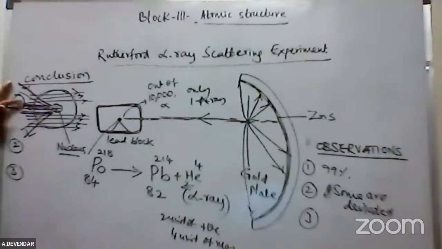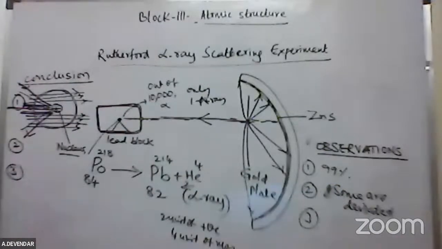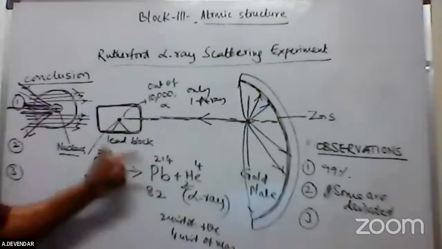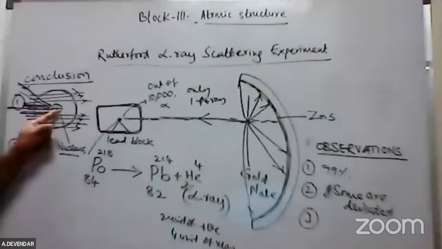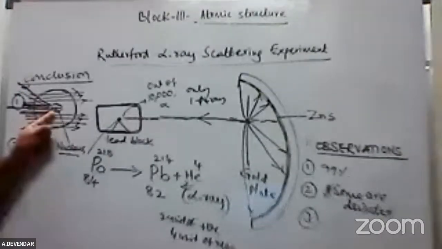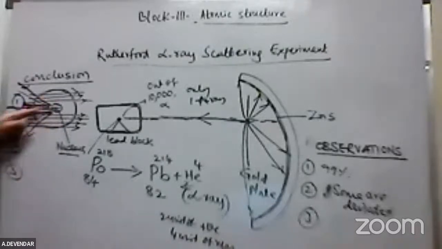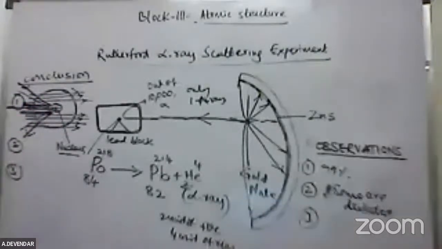The atom is a hollow sphere, and most of it is empty space. Due to that reason, 99% of all alpha particles are passing through. And some are deviated because the alpha particle has 2 units of positive charge. The atom has a positive charge and mass concentrated at the center. Due to that reason, positive charge repulsion takes place. That's why the alpha rays are deviated.